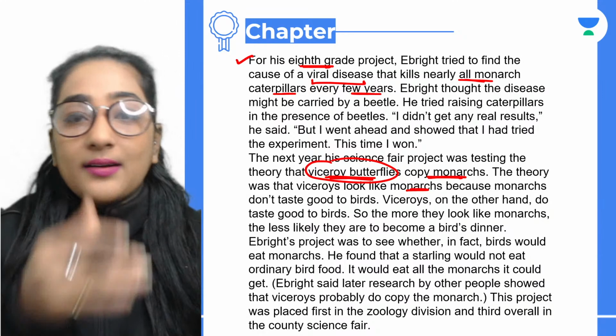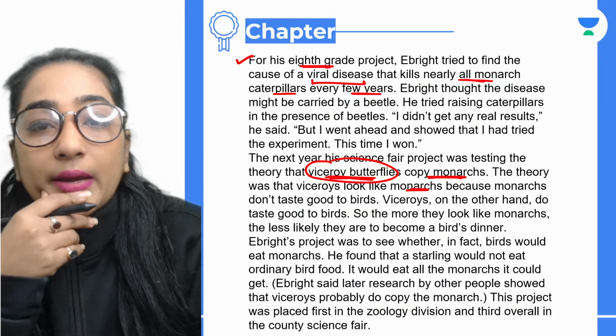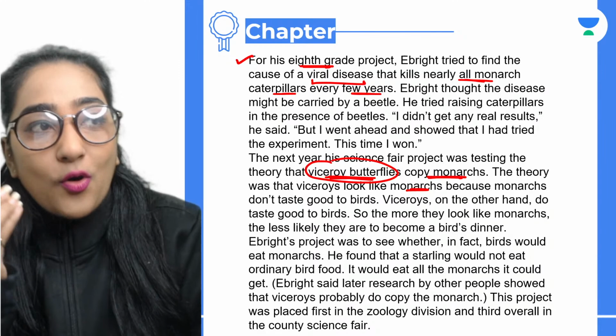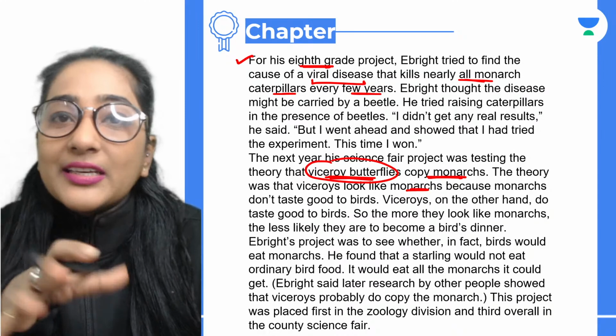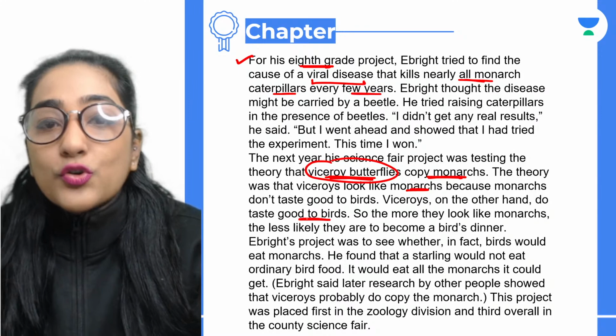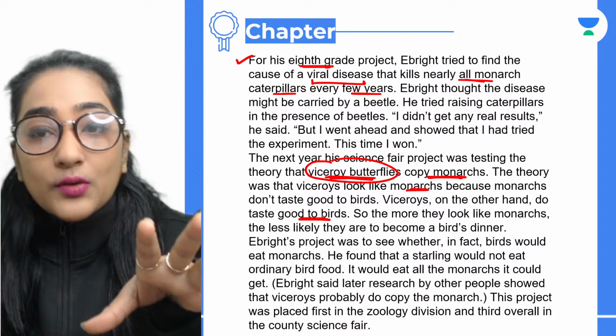Okay, so now we see that viceroys used to look like monarchs. Why? Because monarchs don't taste good to birds. Birds usually go ahead with their feeding on these butterflies. So birds did not find much taste in monarch butterflies. Viceroys, on the other hand, do taste good to birds. Sorry, monarchs were the ones that didn't taste good. Like monarchs don't taste good to birds.